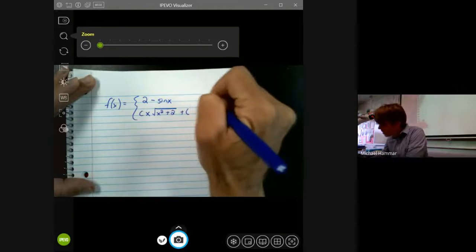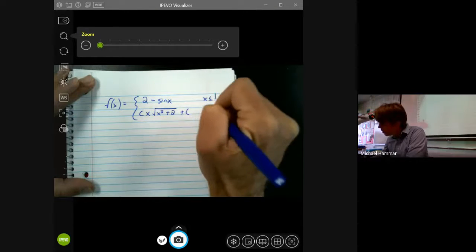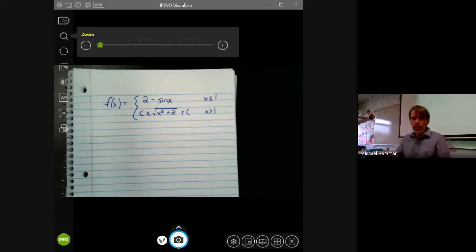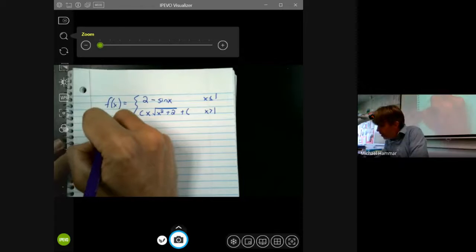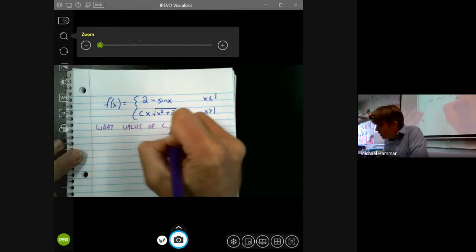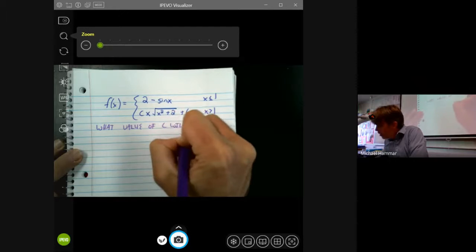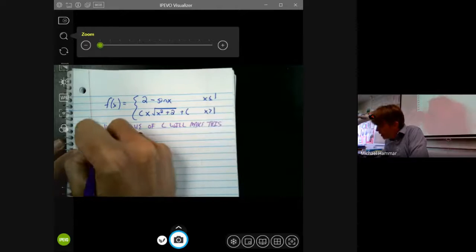And this is for x less than or equal to 1, and this is for x greater than 1. So we now have this function. Anytime you have a function like this, they're going to ask you, what value of c will make it continuous?